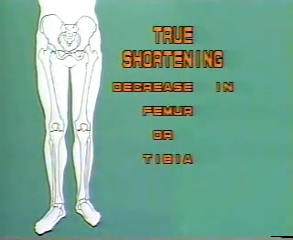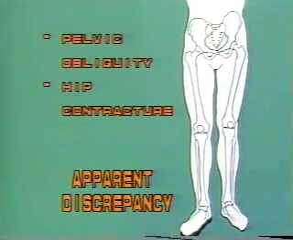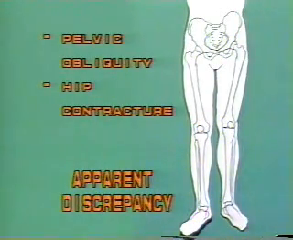True shortening is due to an actual decrease in the extremity length either in the femur or the tibia. Apparent discrepancy is due to a fixed obliquity of the pelvis or a fixed flexion, abduction, or adduction contracture of the hip.